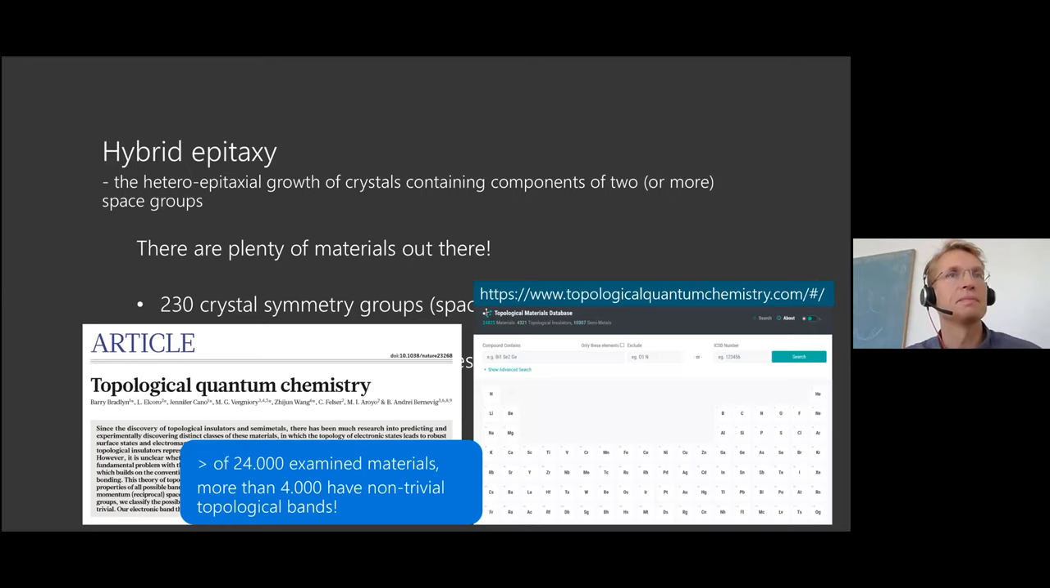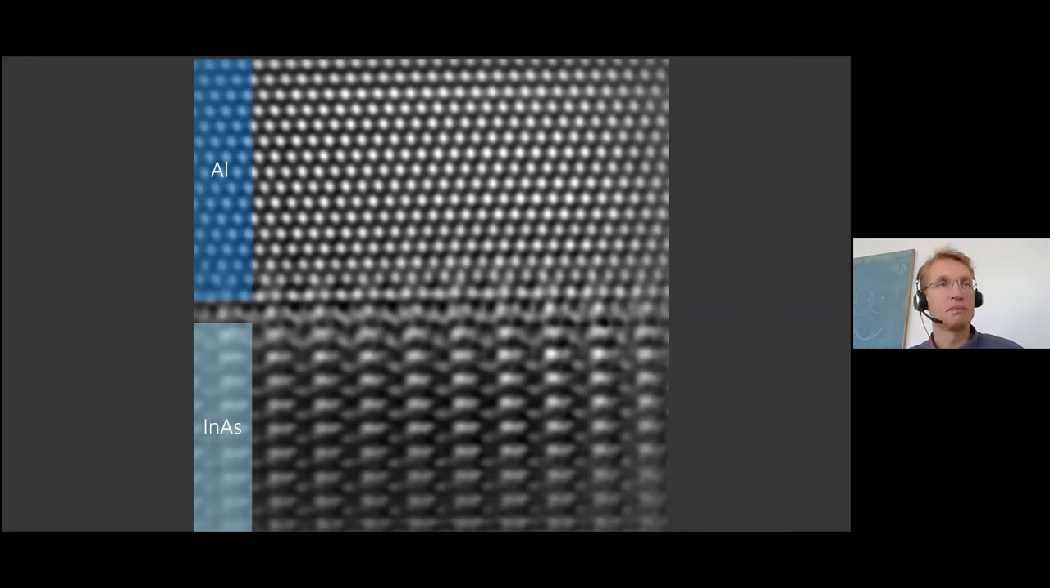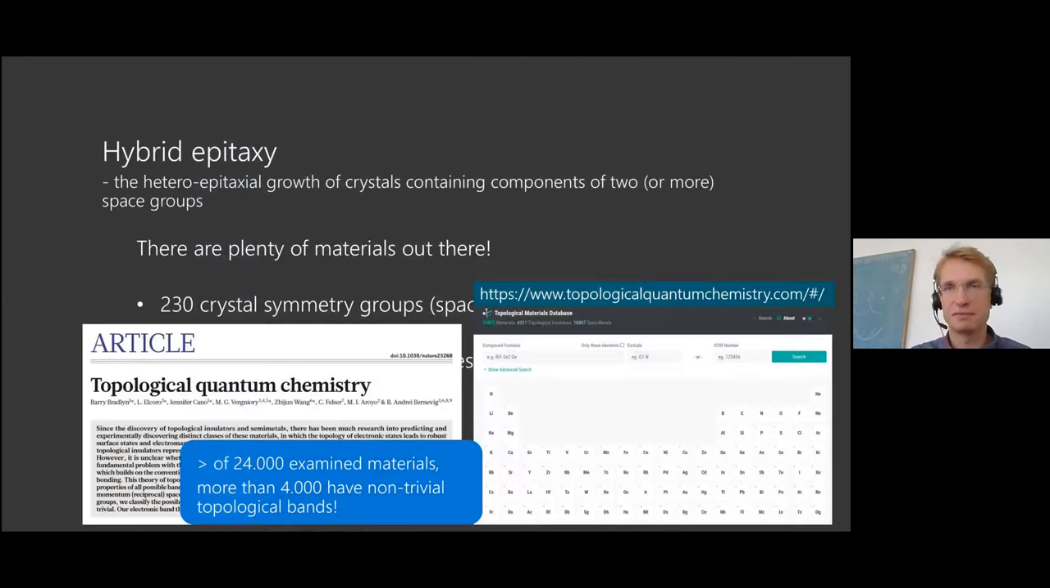But there's a lot of things to explore. And so maybe I should also emphasize here, this is single materials. And when we grow materials together, then the space of new materials just explodes, of course.